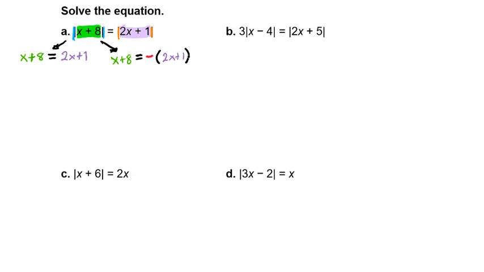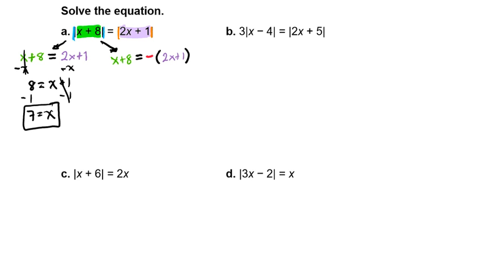All right, so let's work on the problem on the left first. So x plus 8 equals 2x plus 1, and we're going to solve for x here. I'm going to subtract x from both sides. That gives me 8 equals x plus 1, since 2 minus 1 is 1. I'll subtract 1 from each side and get 7 equals x. And that's going to be my first solution.